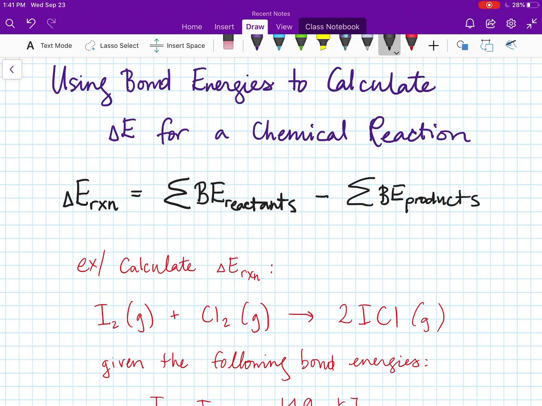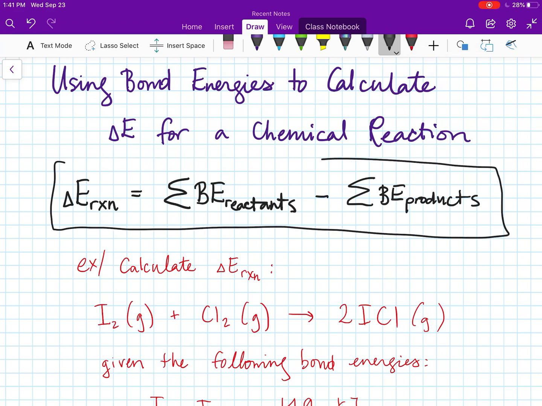So now let's use bond energies to calculate the change in energy for a chemical reaction. The basic relationship that enables us to do this is the idea that the change in energy of the reaction can be calculated from the sum, this is a big Greek letter sigma, the sum of the bond energies of the reactants minus the sum of the bond energies of all the products.